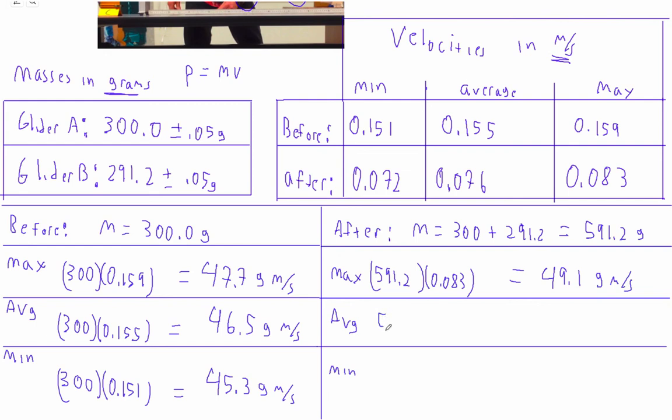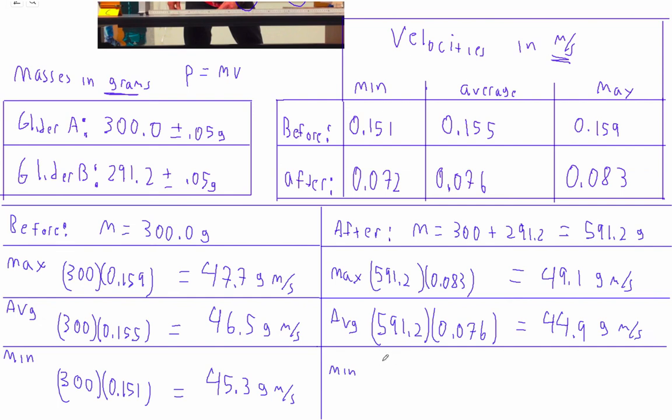The average is 591.2 times 0.076. Let's figure that out. 591.2 times 0.076. And that's 44.9. Okay, problem solved. 44.9312, and that's gram meters per second.